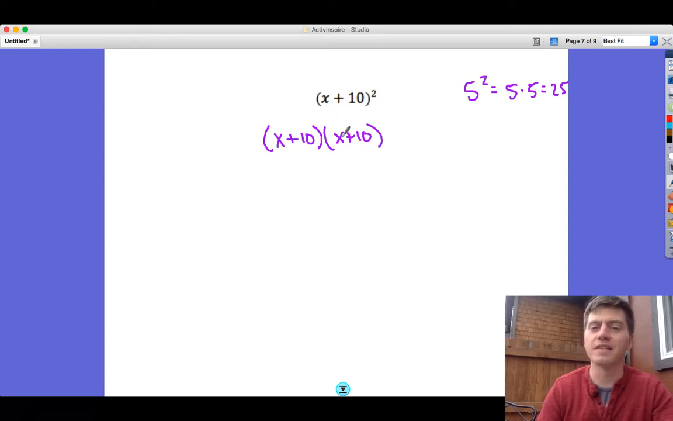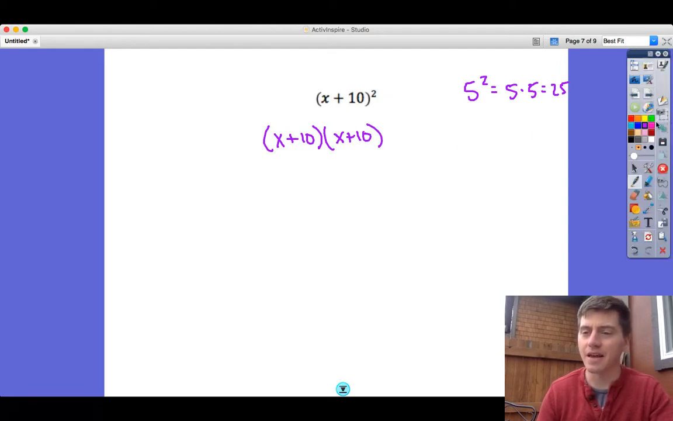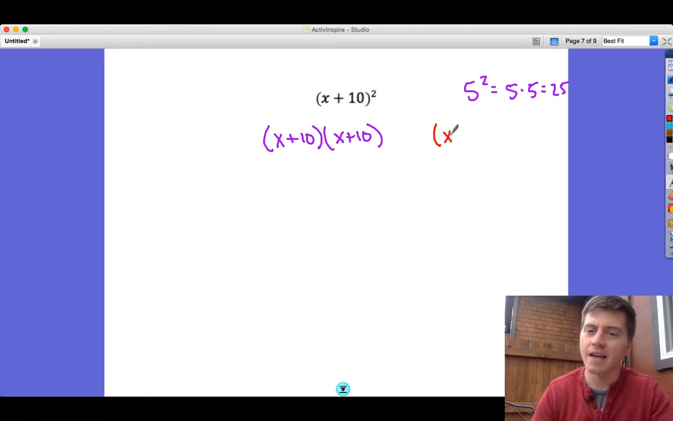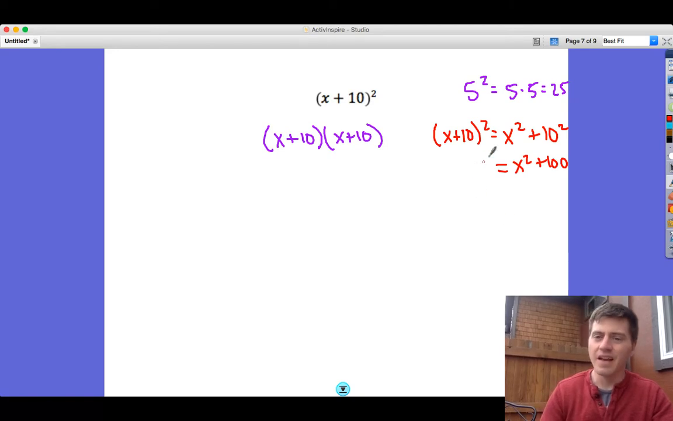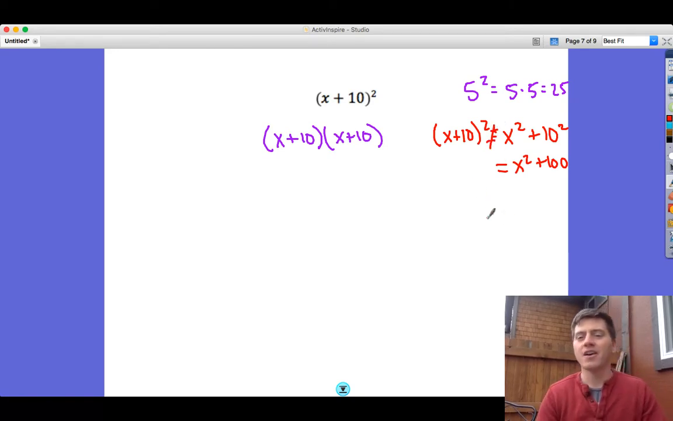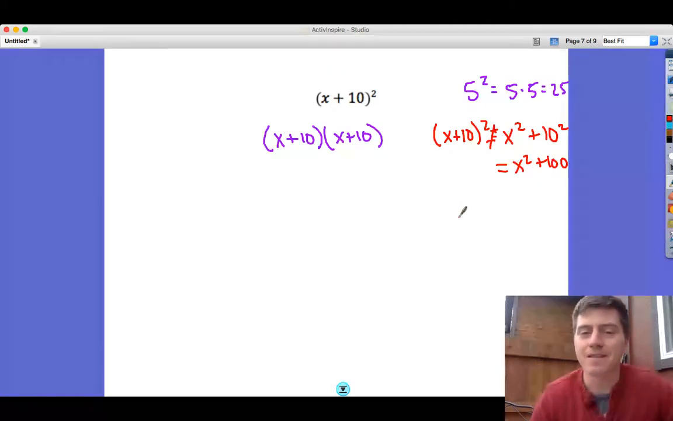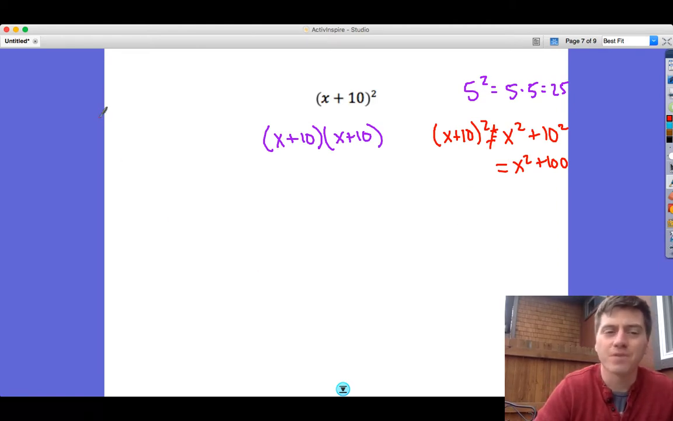You have to resist the urge to take this exponent and bring it all the way through. This is a mistake that people make all the time, by saying that x plus 10 squared is x squared plus 10 squared, which would be x squared plus 100. That is incorrect. That is not right. Why? Let's look at some numbers.